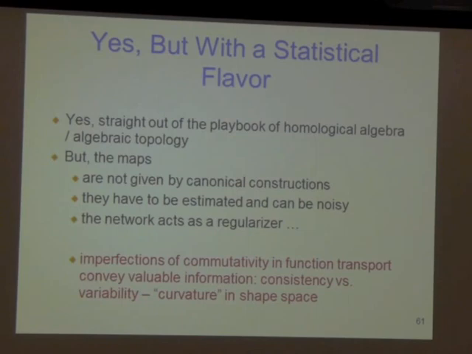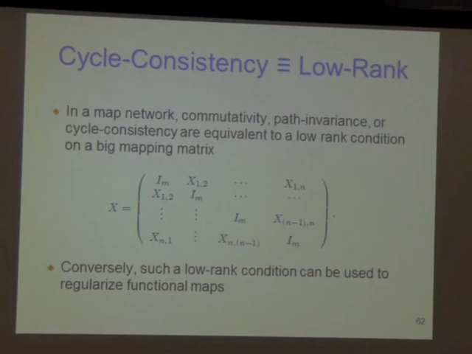Because if we think of a big matrix whose IJ entry, or block, sorry, IJ block, is a matrix itself that shows how to map, say, shape I to shape J or image I to shape J. If all these maps are consistent, meaning the network has full cycle closure, composing maps along any cycle gives me the identity, then this matrix has to be very low rank.